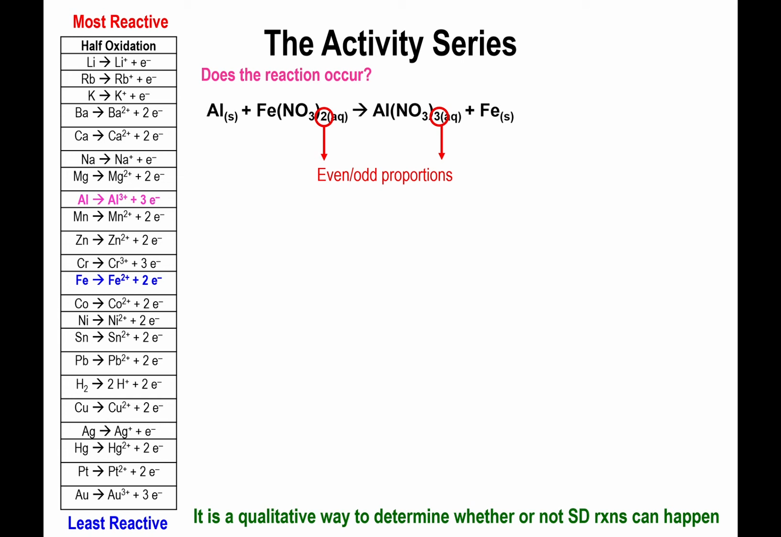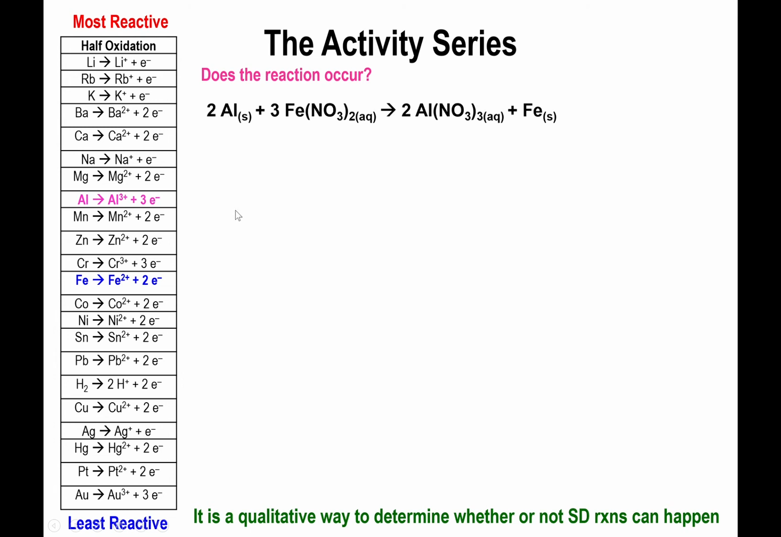And of course, before we get to that, we need to balance the reaction, right? So if you look at the nitrates, you notice that there are 2 nitrates on the reactant side and 3 nitrates on the product side. So use the even-odd proportions to balance the nitrates, meaning that you multiply the iron nitrate by 3 and you multiply the aluminum nitrate by 2. Since you now have 3 irons, you have to multiply the iron here by 3. And since you have 2 aluminums now, you have to multiply the aluminum on the left side by 2. Okay, now that's balanced. Let's do another example.